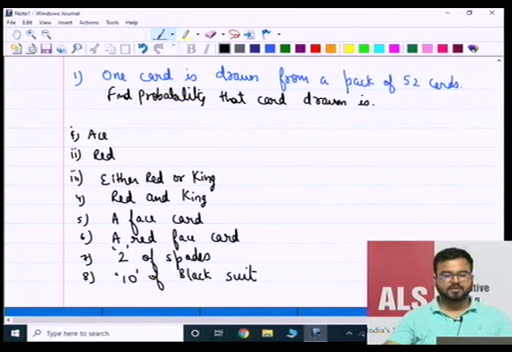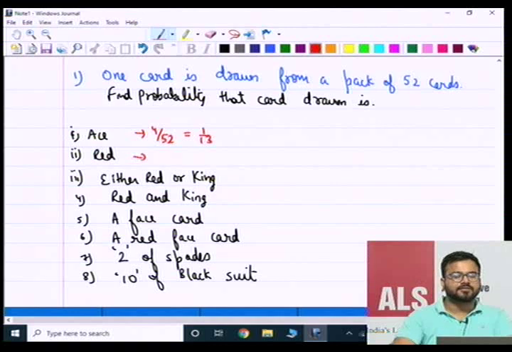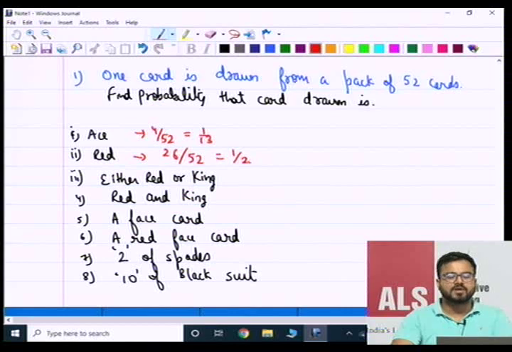Okay. So first is the ace card. We know we have 4 ace cards. So probability will be 4 by 52, which is 1 by 13. And always give your answer in the simplest form. Red card. We have a total of 26 red cards. So 26 by 52, 1 by 2.